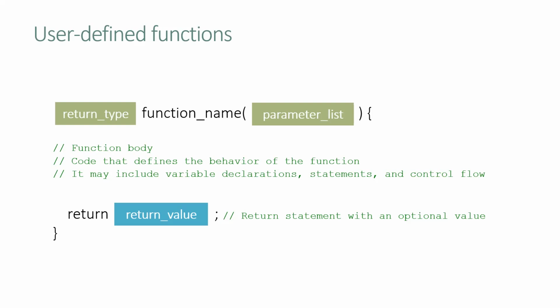Finally, if your function is supposed to return a value, don't forget the return statement at the end. It sends the result back to wherever the function was called from. The value you return should match the function's return type, and that's pretty much it for user-defined functions in C.